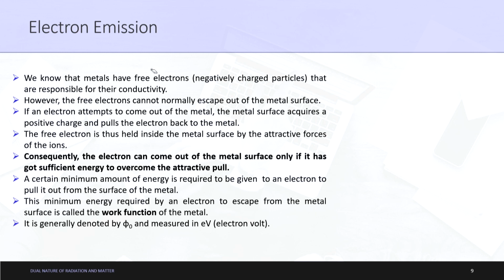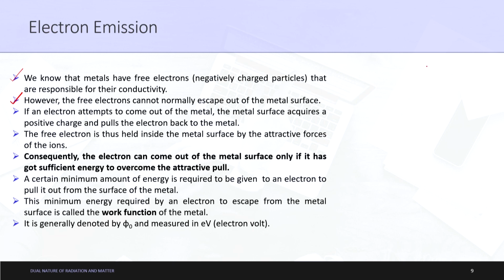We know that metals have free electrons, that is negatively charged particles that are responsible for their conductivity. However, the free electrons cannot normally escape out of the metal surface, quite evident, because why will they escape? They are very closely packed, and hence they cannot shift from their positions.